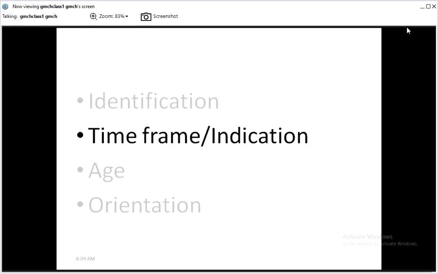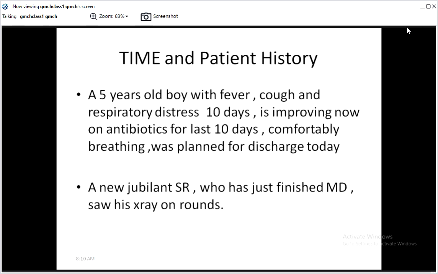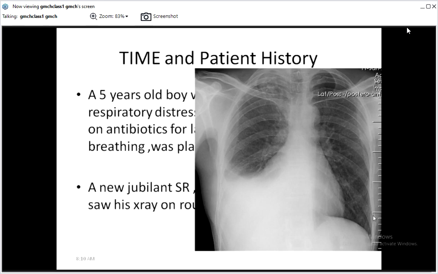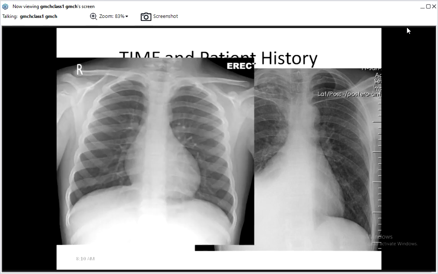Next is the time frame and indication. That is also very important. This is the case history of a 5 years old boy with fever, cough, and respiratory distress for 10 days. He is well now, improving on antibiotics for the last 10 days, sitting on the bed, breathing comfortably, and was planned for discharge. A senior resident, who had just finished his MD, saw his X-ray on the rounds. This was the X-ray. He said, okay, how can you discharge this child? This X-ray is very bad. You have to put in a chest tube. But then he was corrected by his junior resident: sir, this X-ray is 10 days old. The recent X-ray is this one, this is fine.